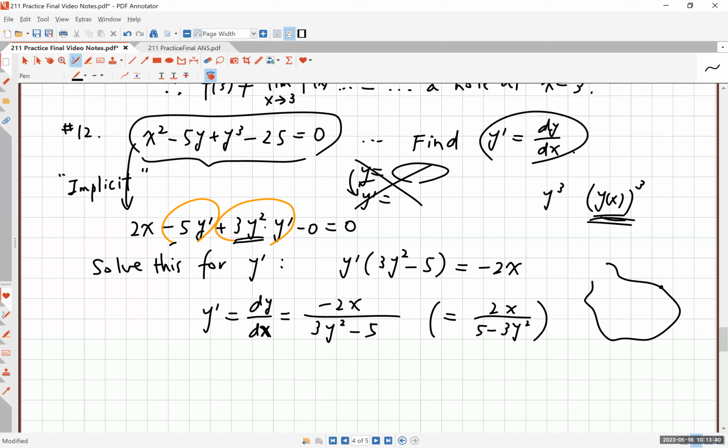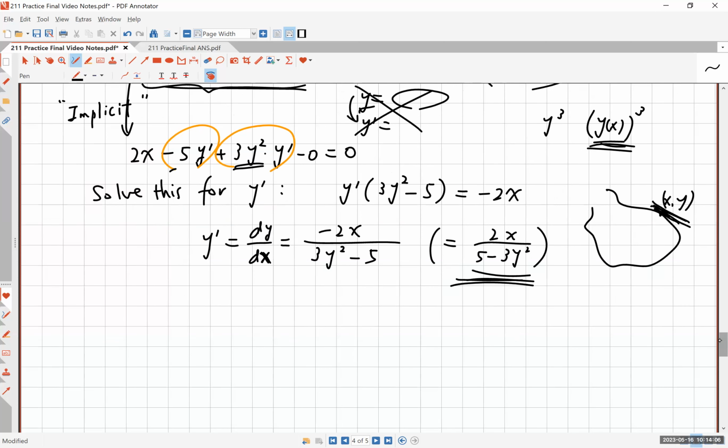And if you can find one point, which is xy, which satisfies this equation, then what this is telling us is that's going to tell us the slope of the line tangent to this curve at that point xy, simply by plugging in the x and y values here. Then this expression will give you the slope of this line tangent to the curve at that point. And so that's how you apply implicit differentiation.